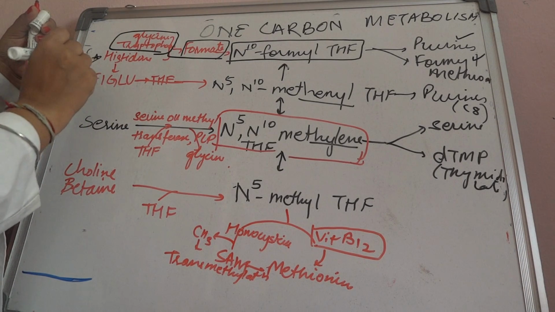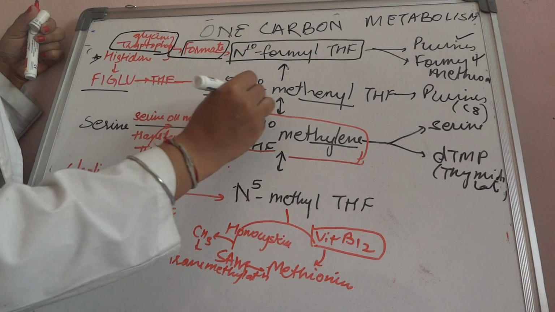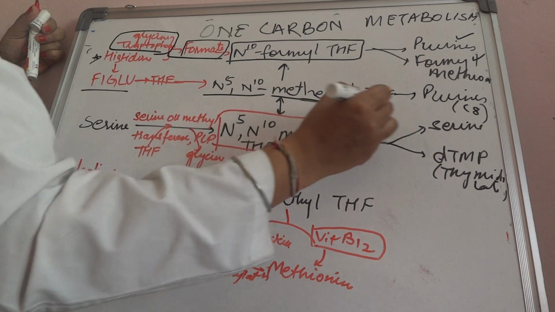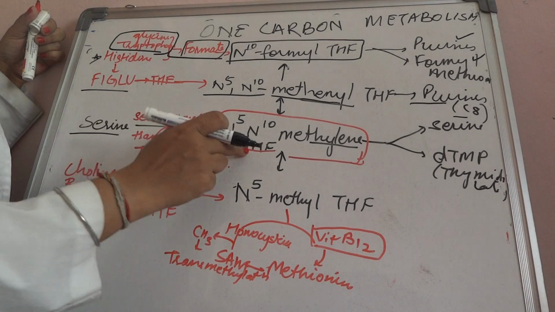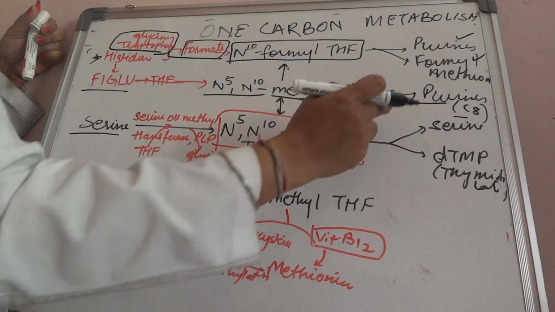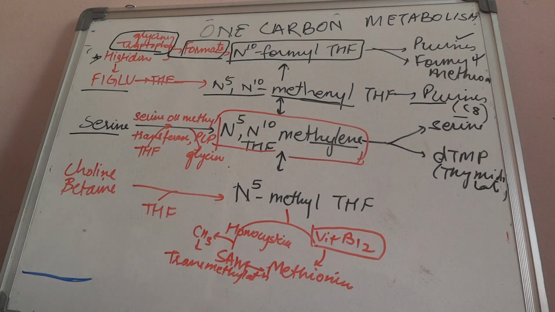Histidine can form FIGLU. When it reacts with tetrahydrofolate, it will form N5N10 methenyl tetrahydrofolate, which will form purine C8. Serine forms N5N10 methylene tetrahydrofolate, which can form serine and dTMP. N5-methyl tetrahydrofolate takes part in the reactions of methionine with vitamin B12. It is formed from choline and betaine.